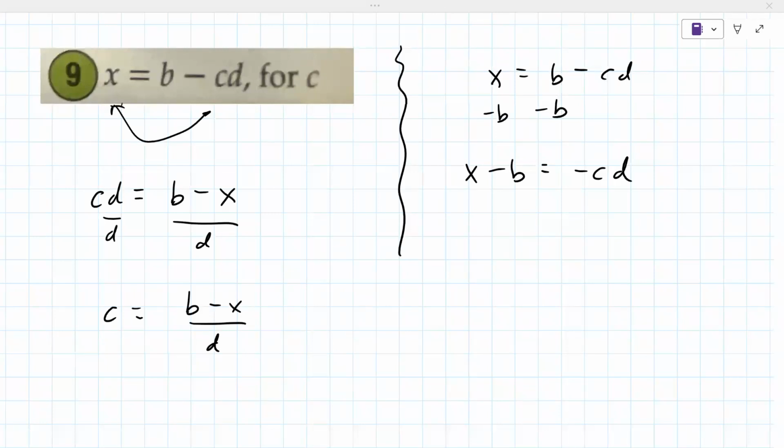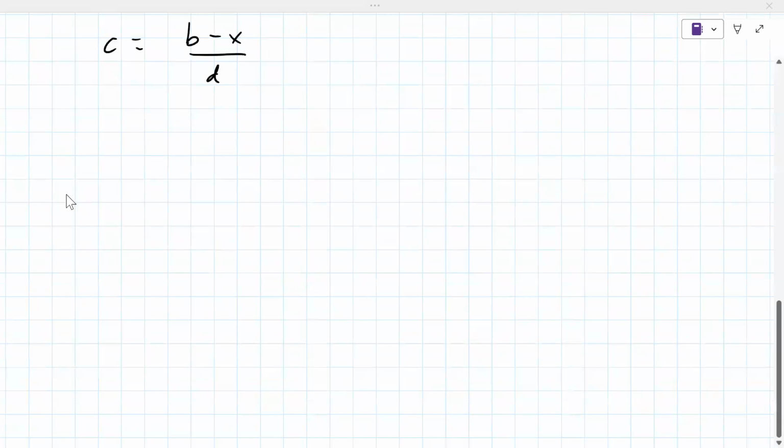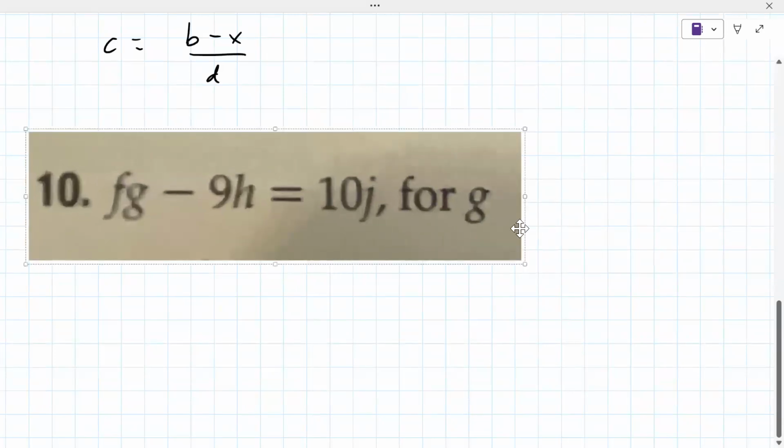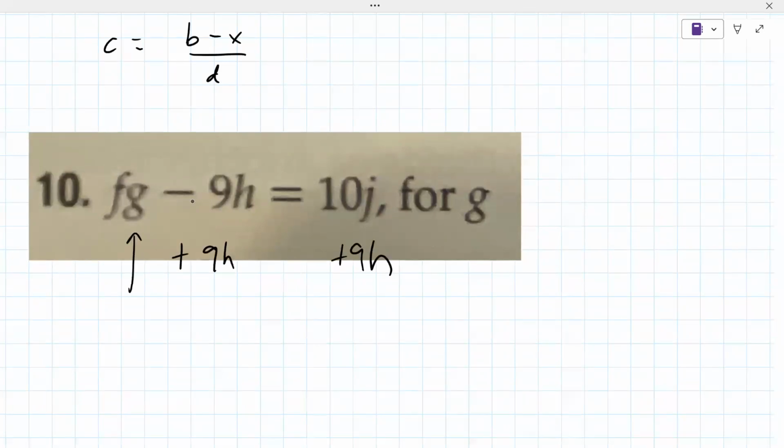10 is very similar to the A. So we're solving for G. There's G. We have to undo the minus 9H. We do that by adding 9H to both sides. So there's nothing to combine it with. So you just say, okay, it's 10J plus 9H, which hopefully is okay.